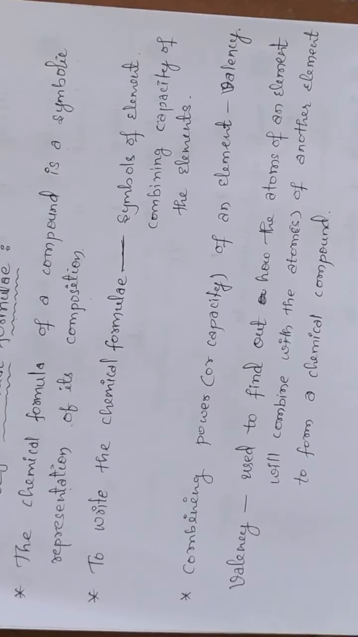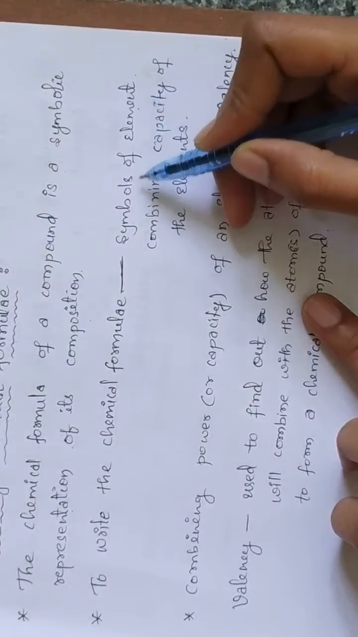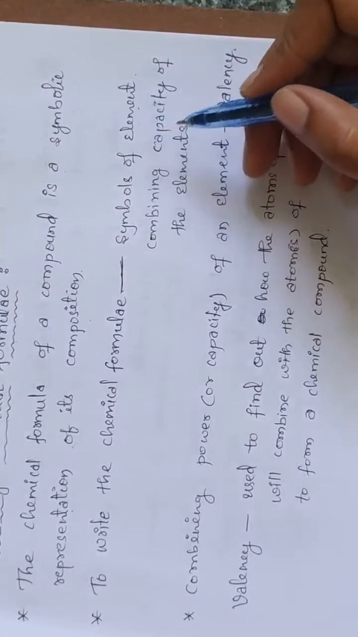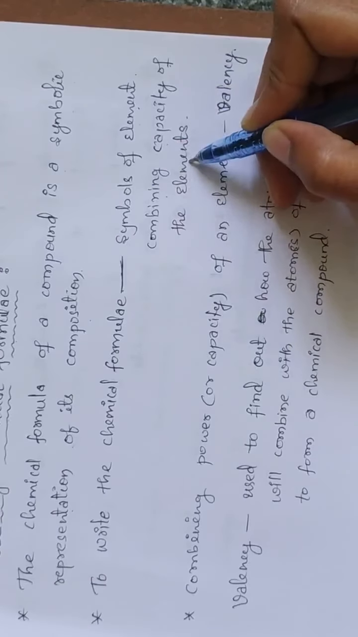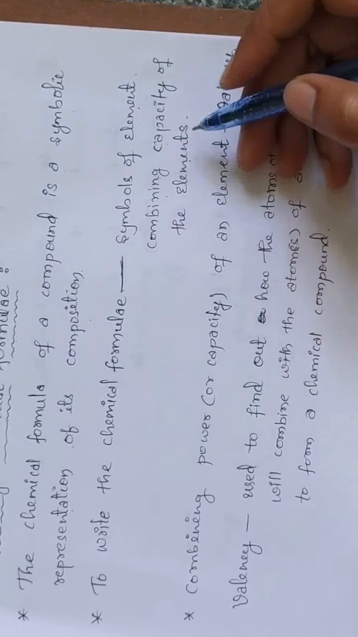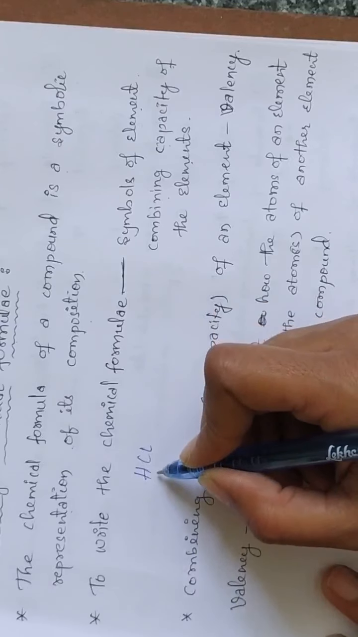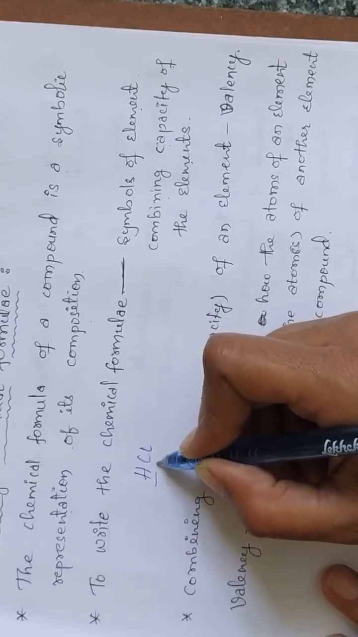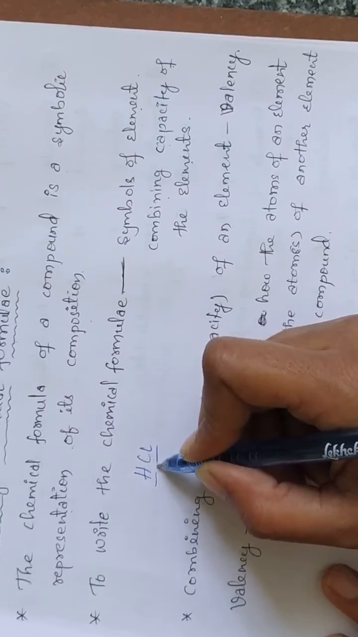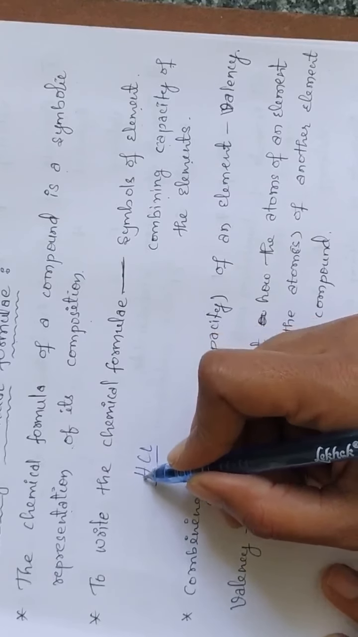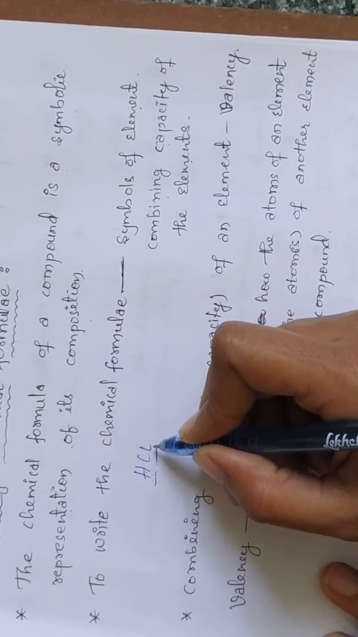To write the chemical formula, we should know the symbols of the combining elements. Also, we should know the combining capacity of the combining elements. For example, this is a hydrochloride molecule. Here hydrogen and chlorine atoms are combining. So we should know the symbols: H is the symbol of hydrogen and Cl is the symbol of chlorine.